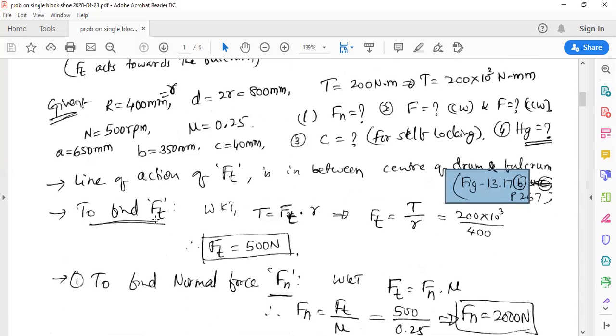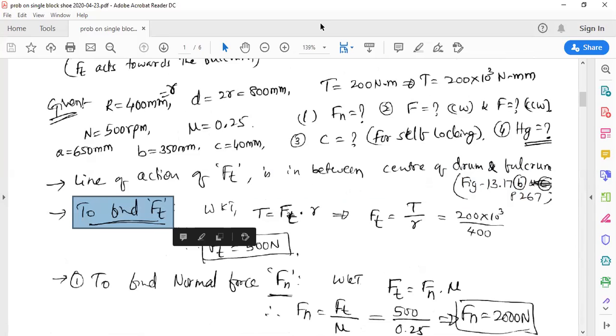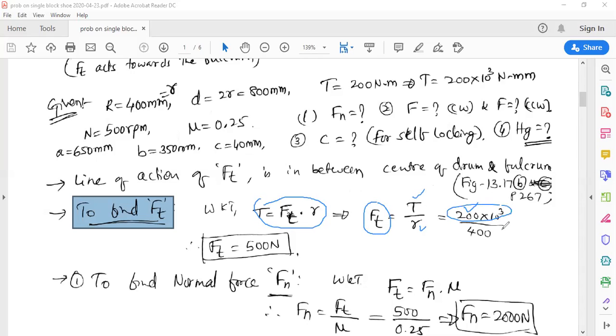So in the beginning, as per the design concept of the single block brake, the first step is to get the value of torque T if it is not given. Since torque T is given here, with the help of torque T we have to calculate the tangential force Ft. So this is the first step. By using the equation T is equal to Ft into R, you can get the value of Ft as T by R. Since T is given and R is also given, you will get the value of Ft as 500 newtons.